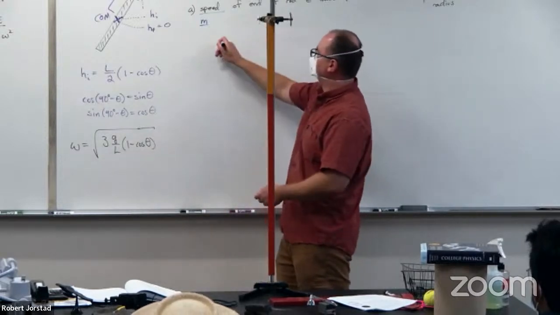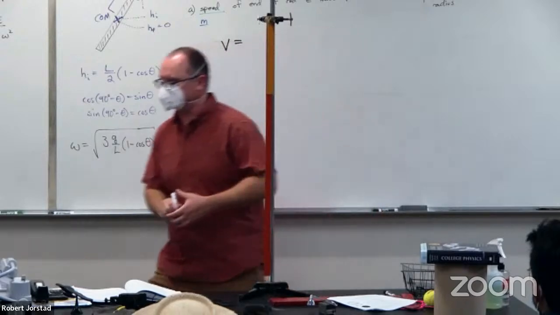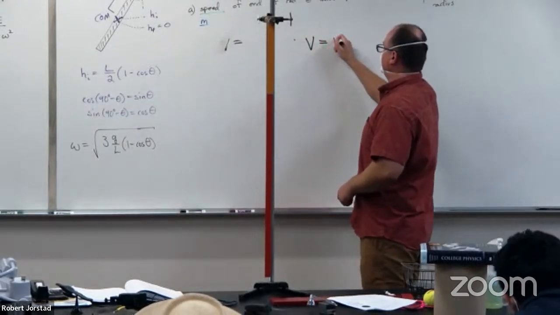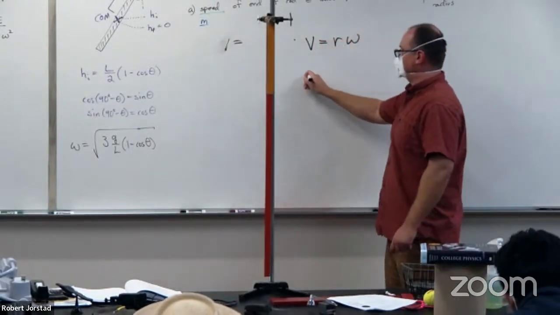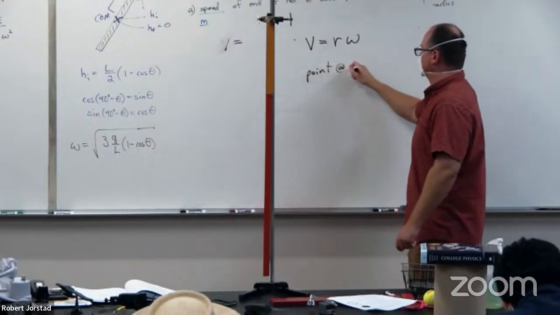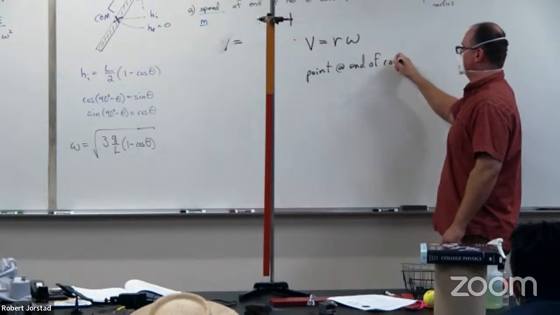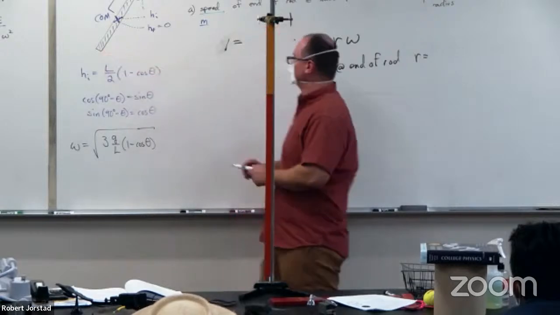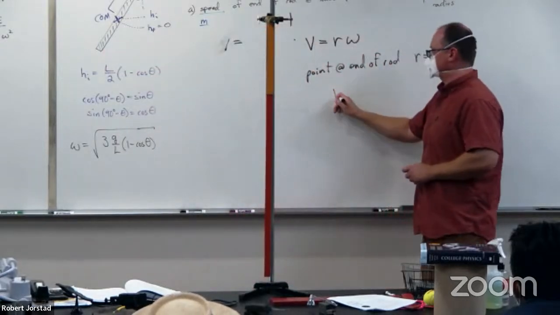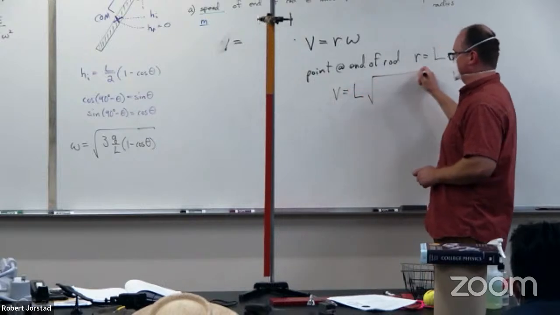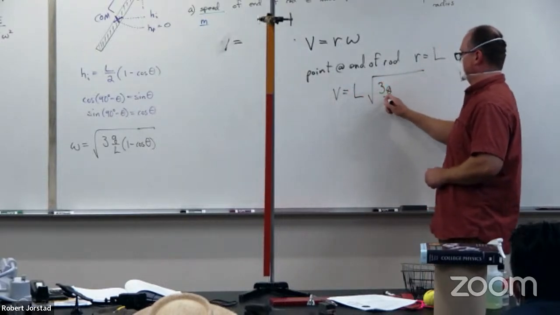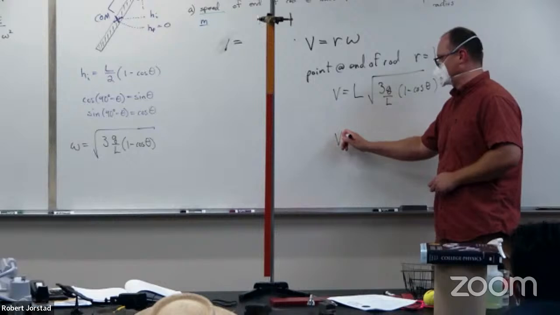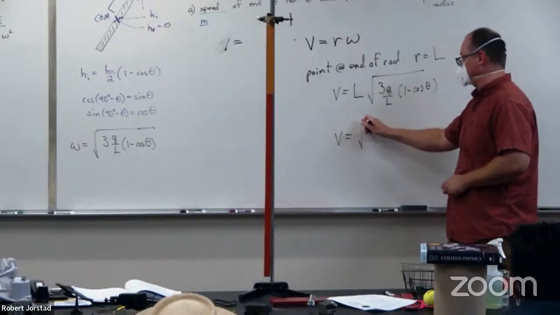Oh, we never did this, right? V, okay, let's go back to the calculation here. Remember, V is R omega. So for a point at the end of the rod, what is the radius? If I'm all the way at the end of the rod, the radius equals L, so what is V? It's L times the square root of 3g over L times 1 minus cosine theta. And notice the L can come inside and be squared. The L will flip to the top inside the radical.